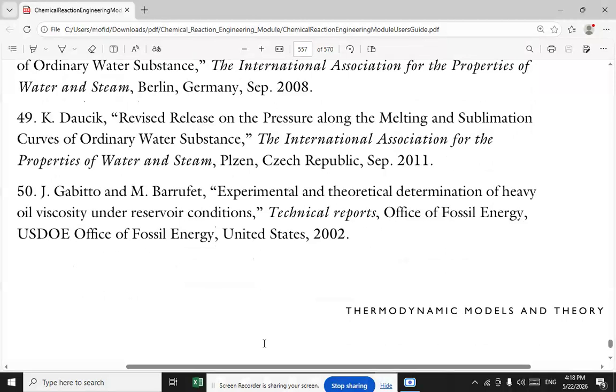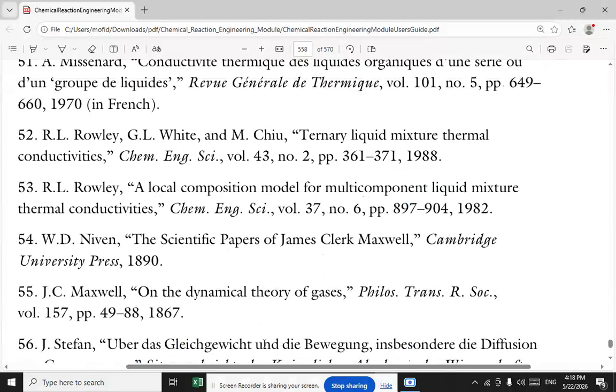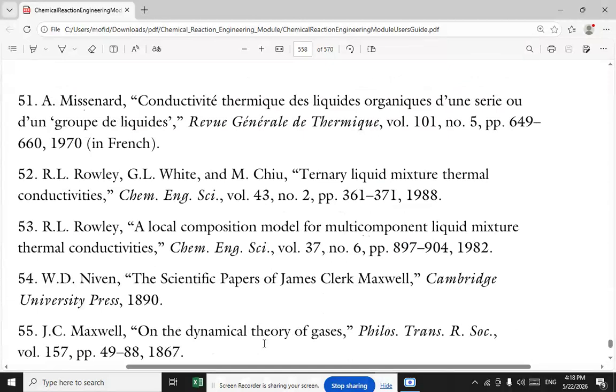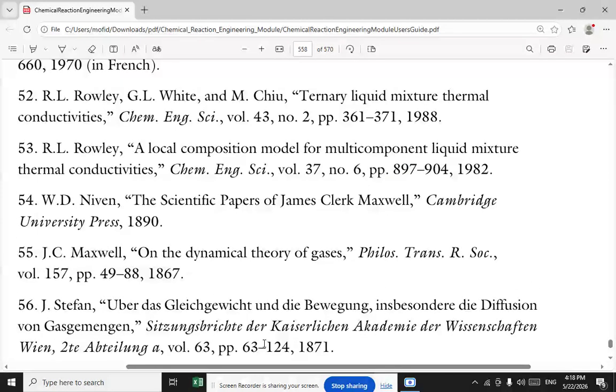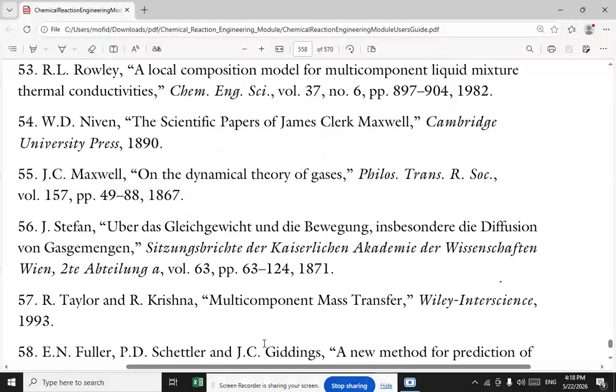The next one was written by Gabito, and the name is experimental and theoretical determination of heavy oil viscosity under reservoir conditions. The next one was written by Missenard, and the name is Conductivité thermique des liquides organiques, density, or then group the liquids. The next one was written by White, and the name is Ternary Liquid Mixture Thermal Conductivity. The next one was written by Rowley, and the name is a local composition model for multi-component liquid mixture thermal conductivities.